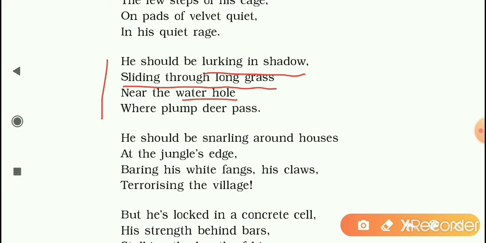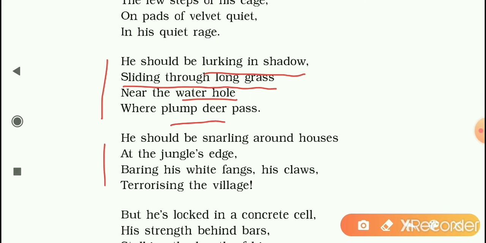So the tiger lurks or hides himself, disguising himself in the long grass to catch his prey, the deer, the plump deer. So plump means fat, and here also juicy. So the deer should be fat and juicy, whom the tiger will attack and eat later.